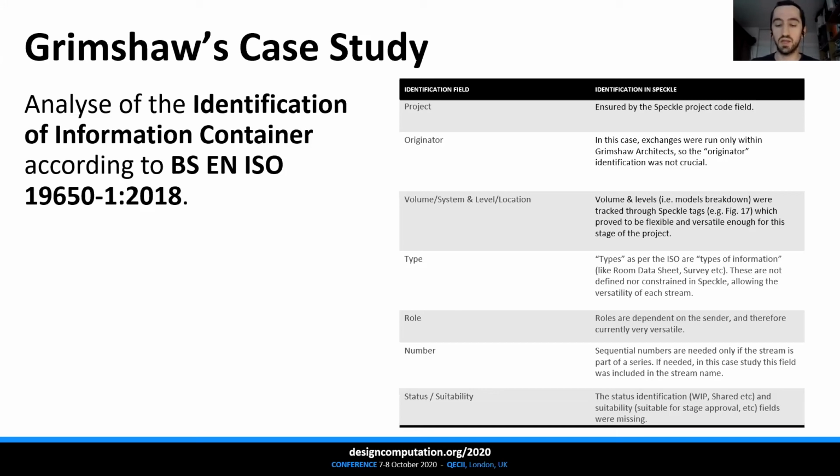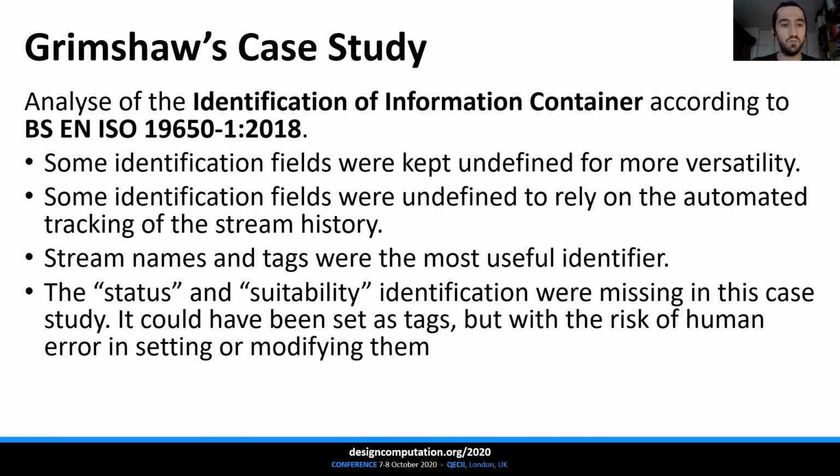I mean, it could be assigned by tags, but I think Grimshaw and, I would say, other practices would like to see a specific field for that, that would say, okay, is this stream work in progress? Is this stream checked? Is this stream valid? Is it obsolete? And so on. So that was nice feedback we had. So some identification fields were kept undefined for more versatility, and some others were actually missing.